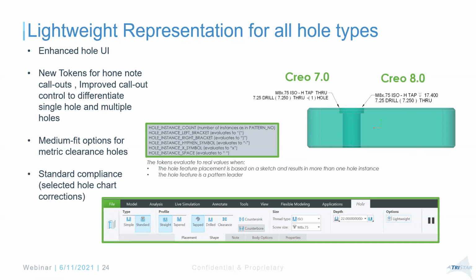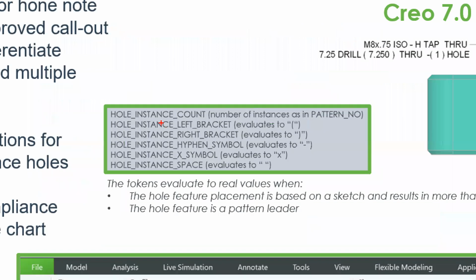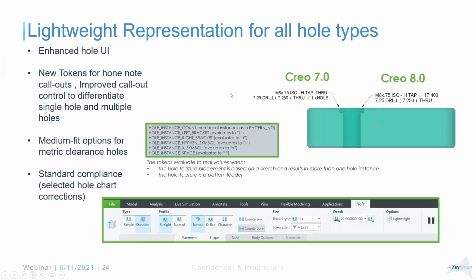.html file to configure additional standard ones in here, and you can also control the format. But now they're calling it hole node tokens, wherein it uses hole instance count. So it will better show you the number of holes automatically when you do a pattern, or if you use a sketched hole command, right? So a lot more options for holes in general.